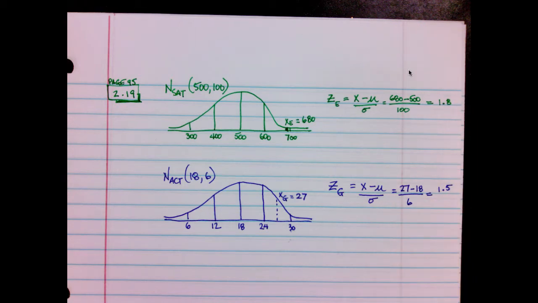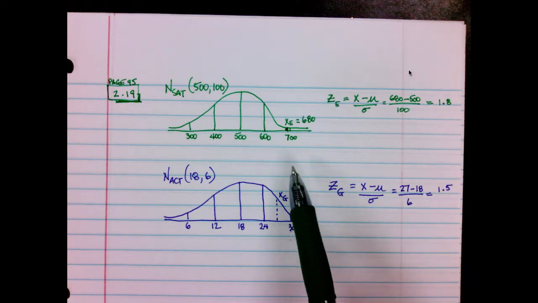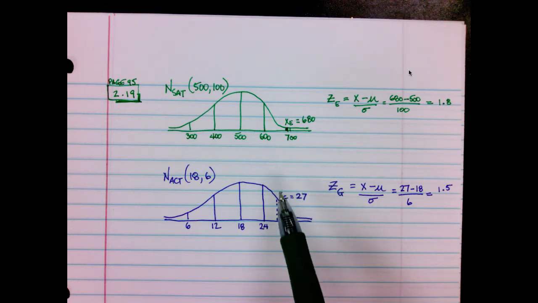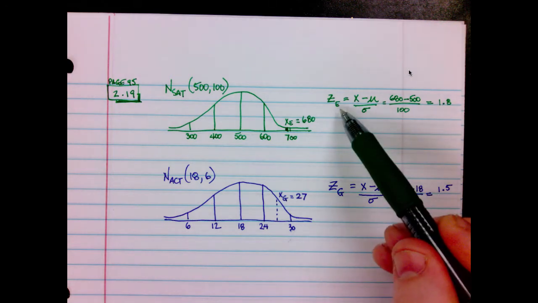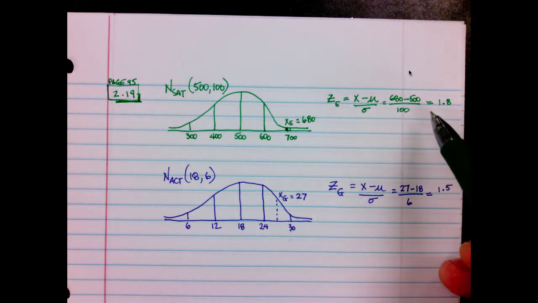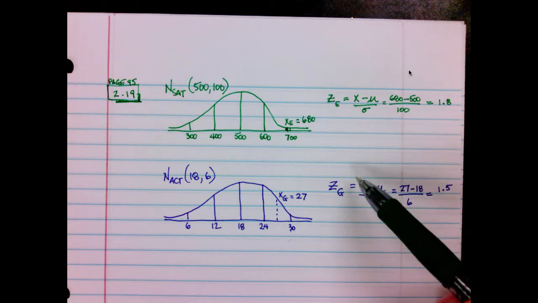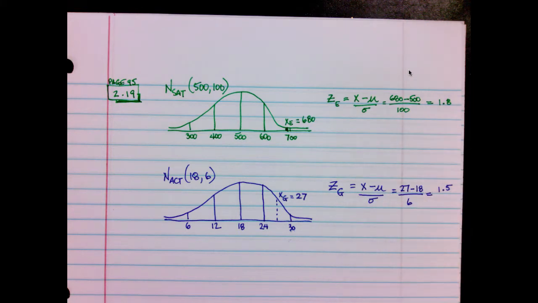So we stated earlier that visually it appears that Eleanor did a little bit better on her test than Gerald did on his. And the z-scores reinforce this statement. They support our statement. Eleanor's z-score is higher. Her z-score is 1.8, whereas Gerald's is 1.5.